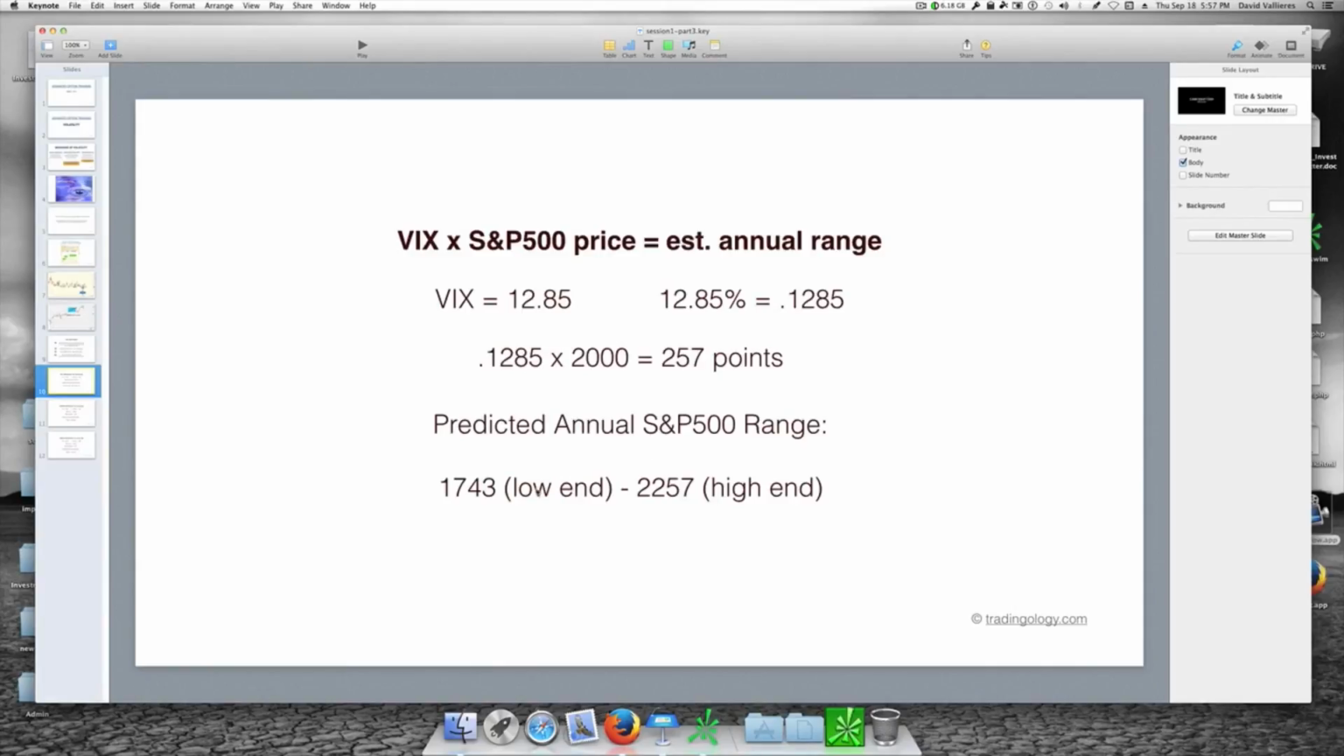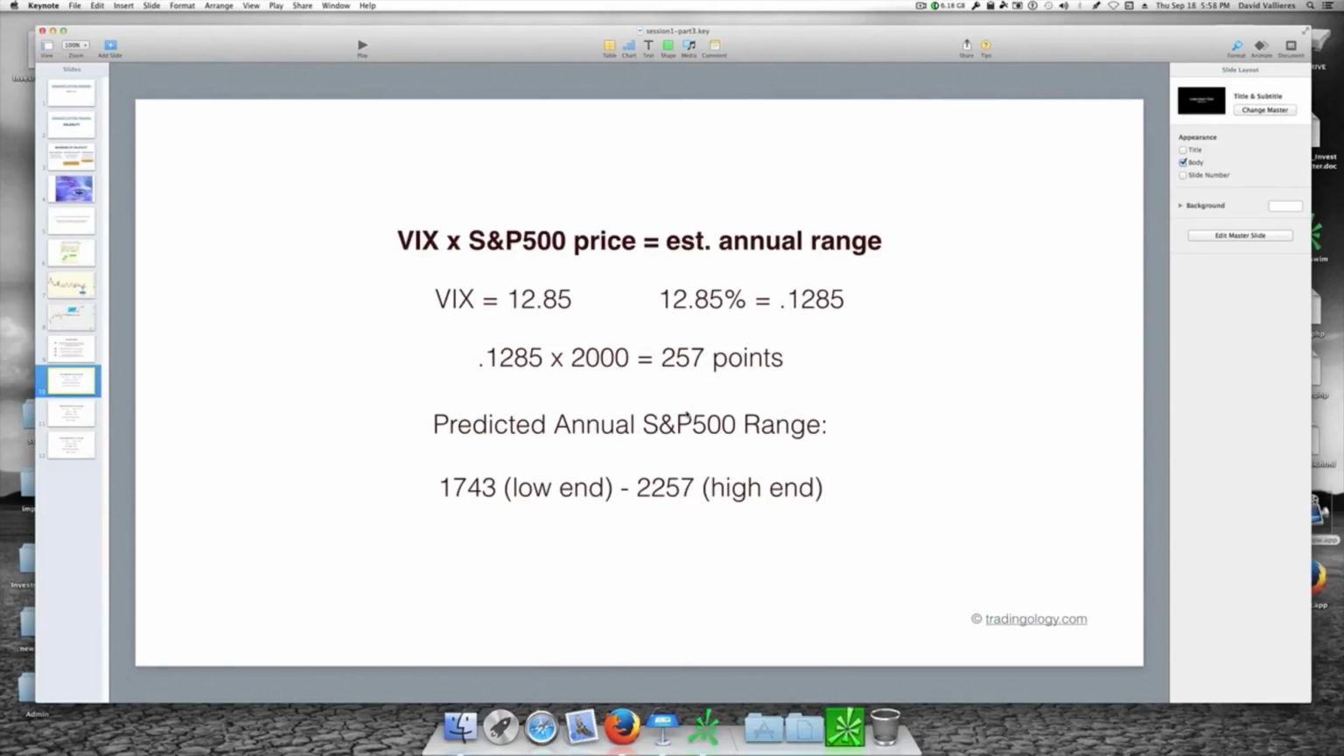It could go down 130 points. Let's say it goes down to 1850, and then it goes up to 2150. It could do that as well. That's a 257 point range. However, if it started to drop from today, you could expect the lower end of that range to be 1743. If it started rising today, the high of that range could be 2257 within the next 12 months.